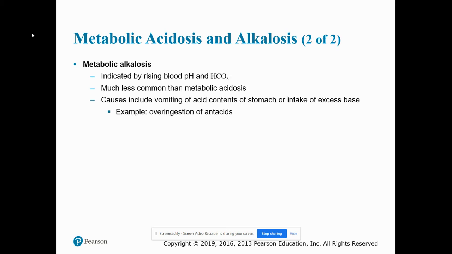Metabolic alkalosis is indicated by rising blood pH and bicarbonate. It is less common than metabolic acidosis. Causes include vomiting of acid contents of stomach or intake of excess base, like if somebody takes too many antacids.